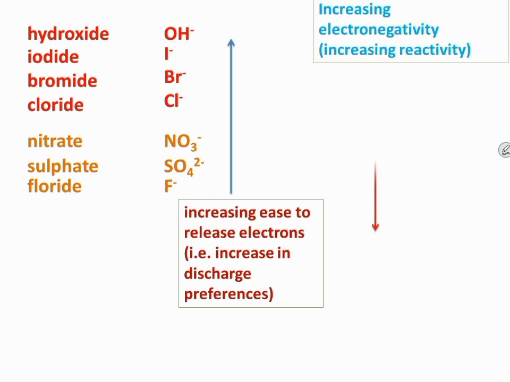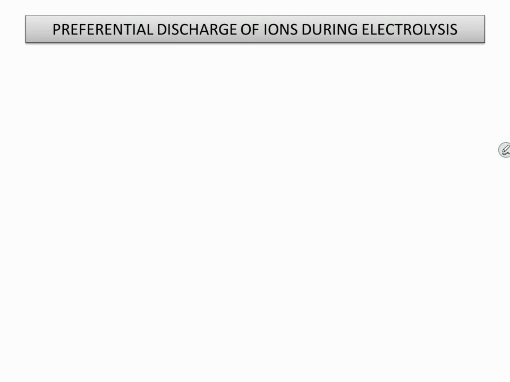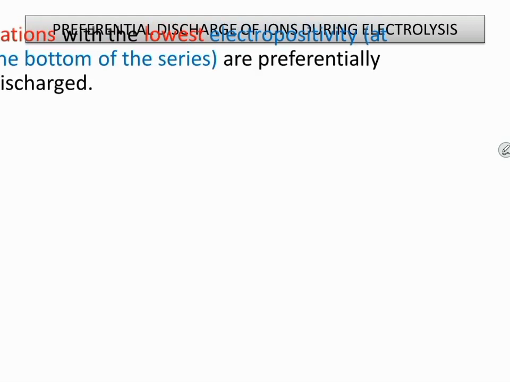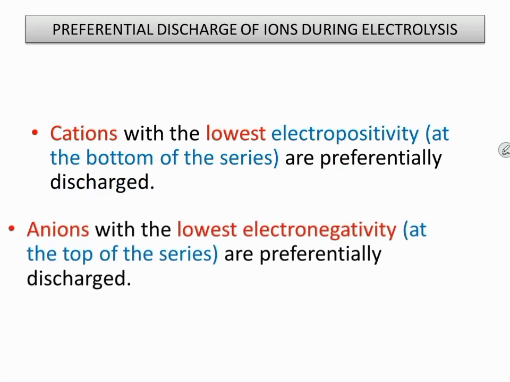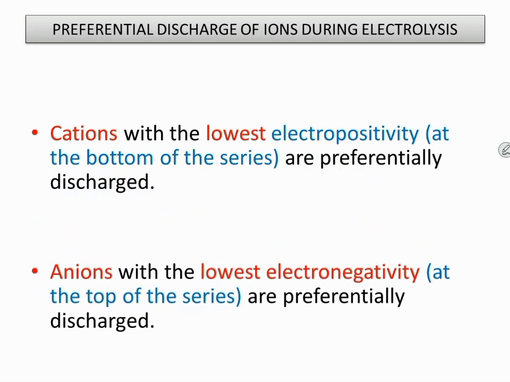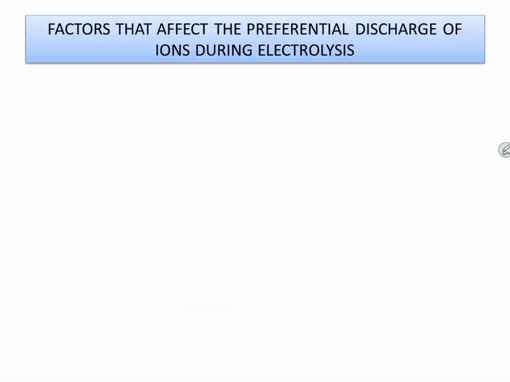Okay, now we have gotten that concept, so we can now move to preferential discharge of ions during electrolysis. Now, cations with the lowest electropositivity, that means those at the bottom, are easily discharged preferentially, but anions, those at the top, yes, are easily discharged.